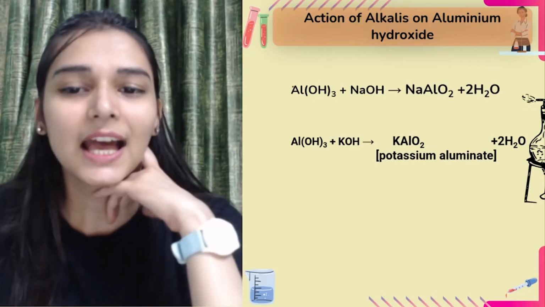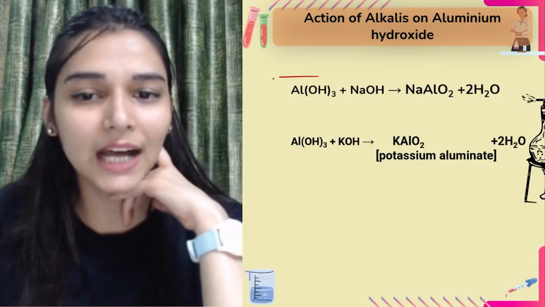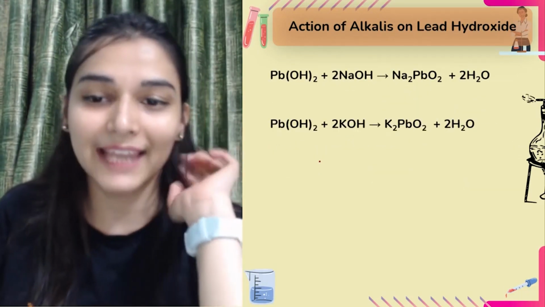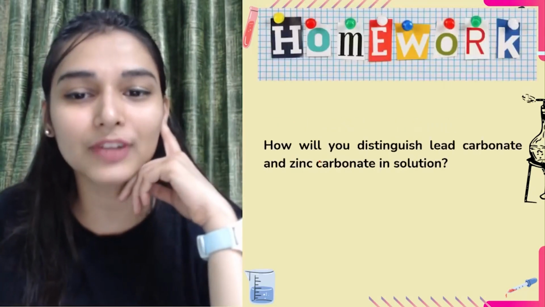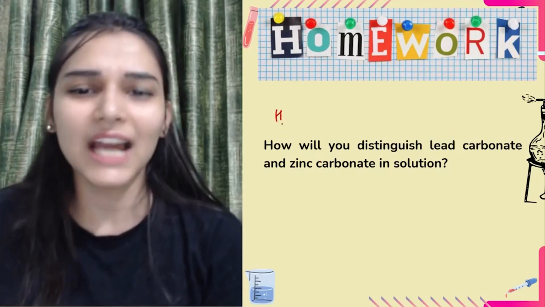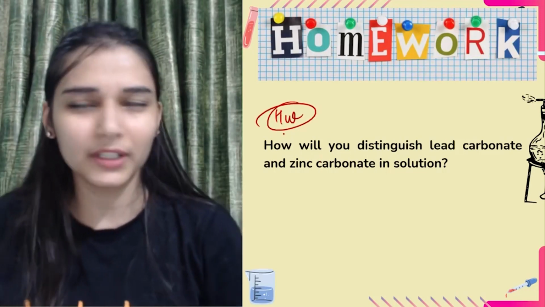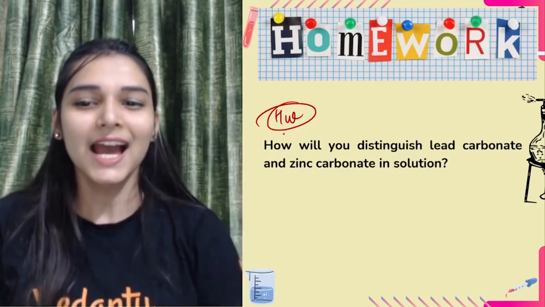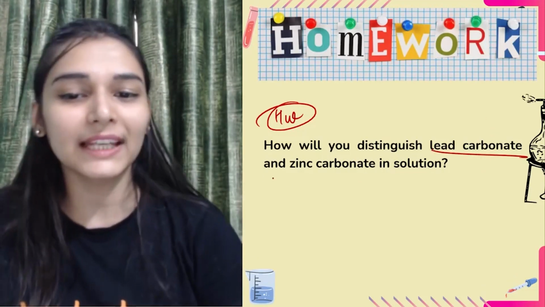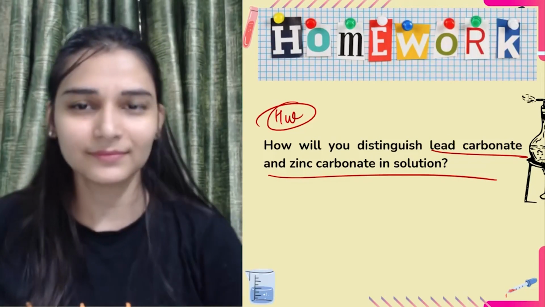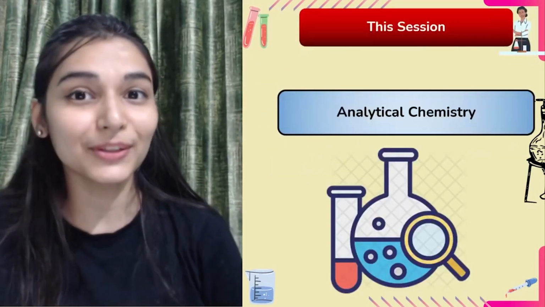And yes, ma'am has shown you the hydroxides as well, so you can remember that the same happens with lead oxide and lead hydroxide. So try to write these reactions in the comment section. I have a homework, the last homework question. Too much homework? You can do it. You are ICSE students, you're very smart. Yes. How will you distinguish between lead carbonate and zinc carbonate in solution? I want each one of you to tell me the answer.